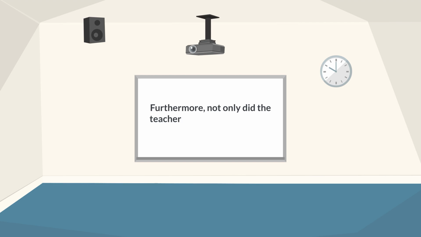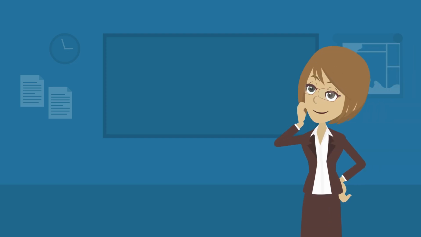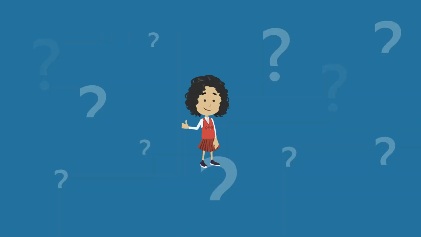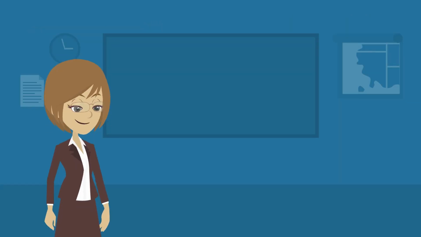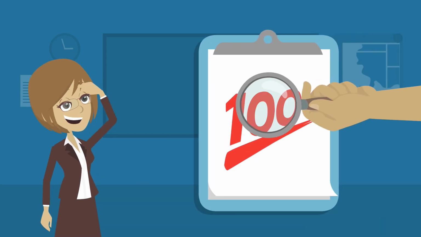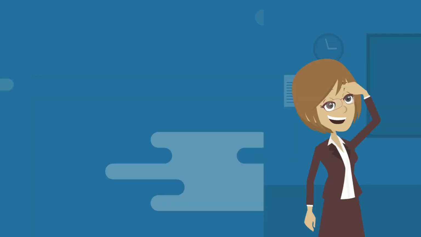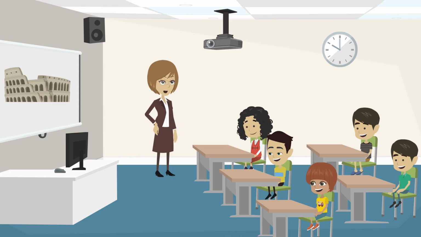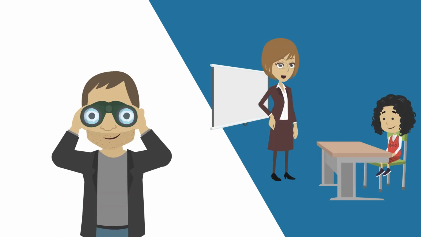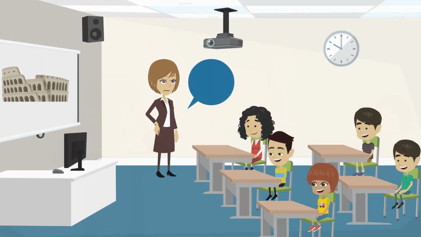Furthermore, not only did the teacher set a low standard for correctness, but the teacher did the cognitive thinking for the student. When a student provides an almost correct answer, the goal is for the teacher to help the student to get to 100% correctness. You can do this by asking them to add on to their response or by asking them some guiding questions. Let's look again at the scenario between the teacher and Molly.